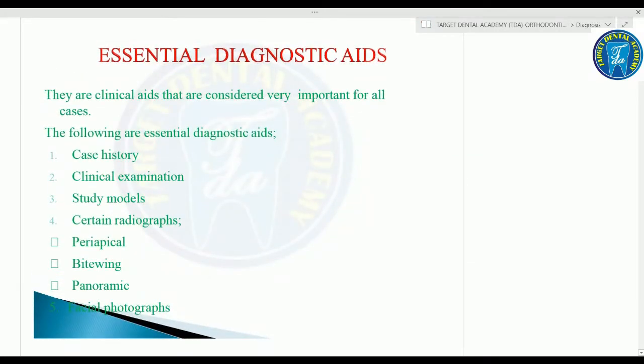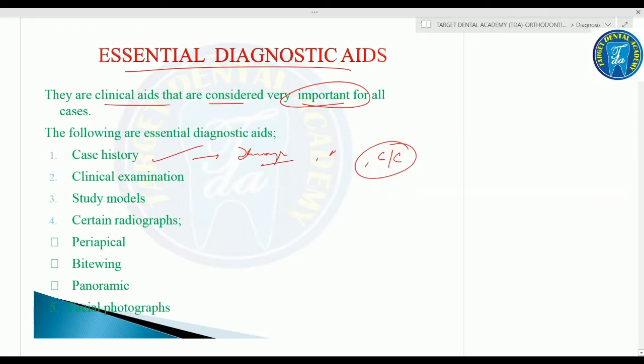So starting with the first, the essential diagnostic aids are the clinical aids that are considered very important for all the orthodontic cases. The essential diagnostic aids include the case history. You have to take the case history thoroughly, right? Asking the name, age, sex, address and occupation of the patient. And very important, the chief complaint. The chief complaint is in the patient's own words.